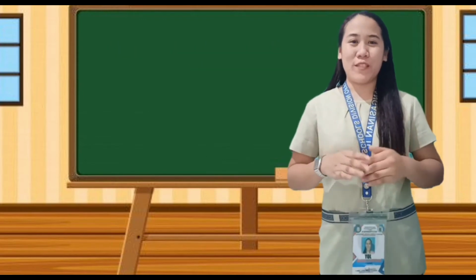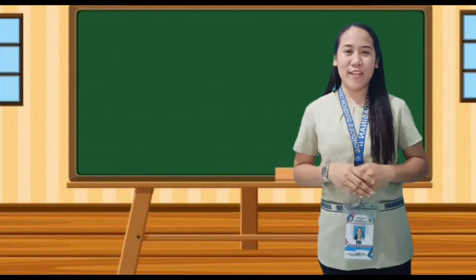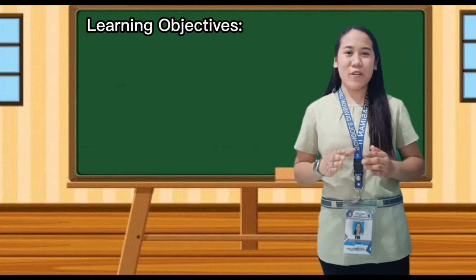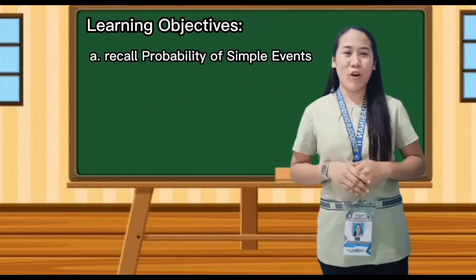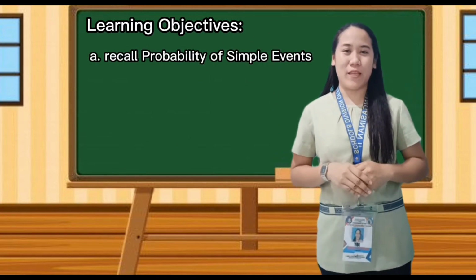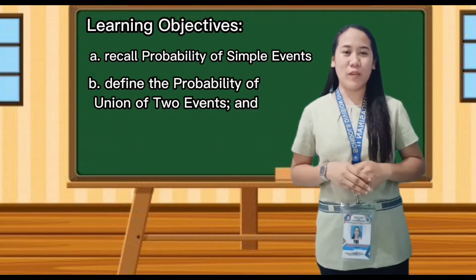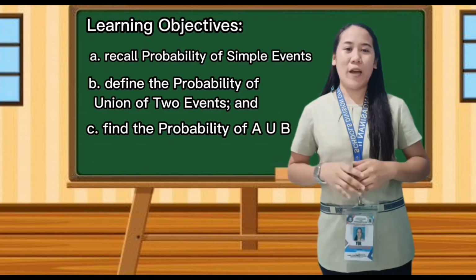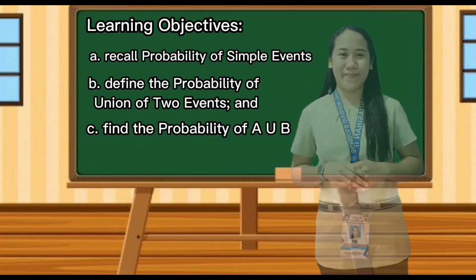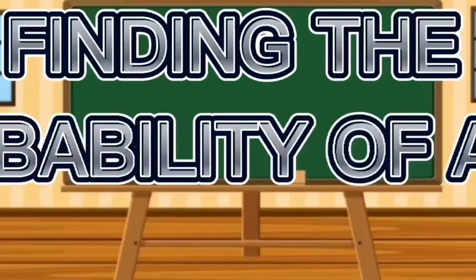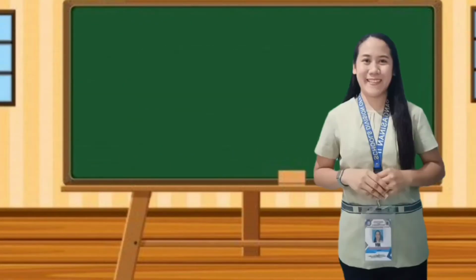Before we formally proceed to our lesson, let us be guided with the following learning objectives. At the end of this video lesson, you should be able to: 1. Recall the probability of simple events. 2. Define the probability of union of two events. And 3. Find the probability of A union B. Finding the probability of A union B.